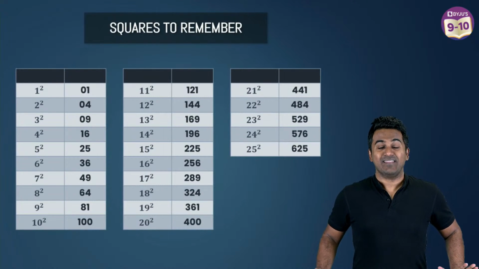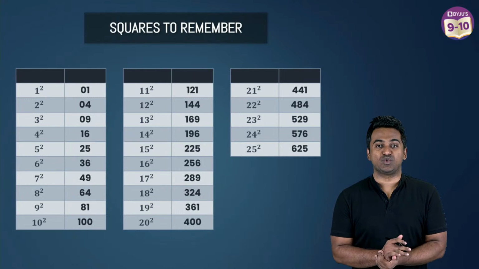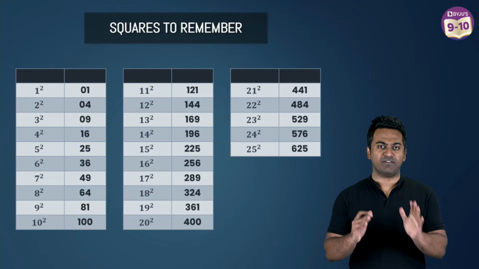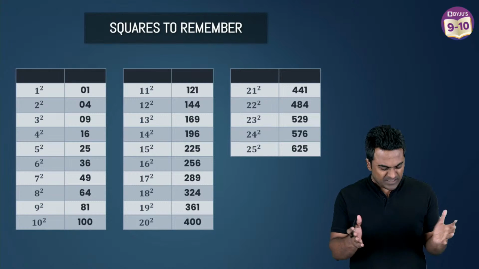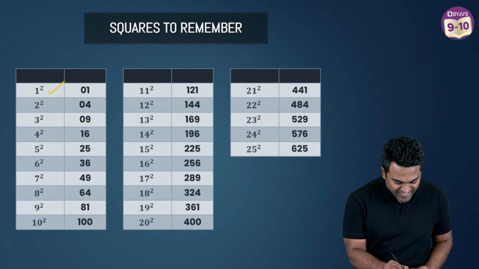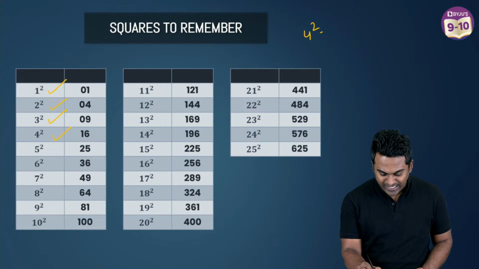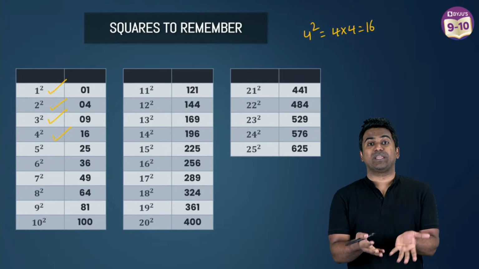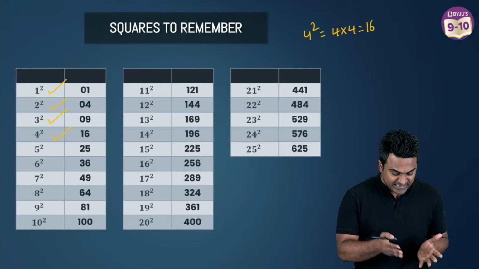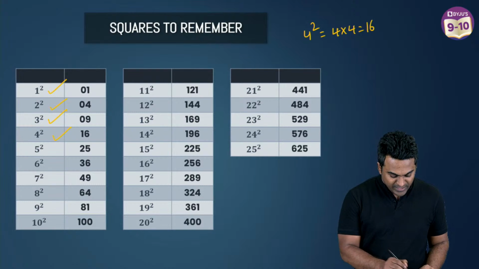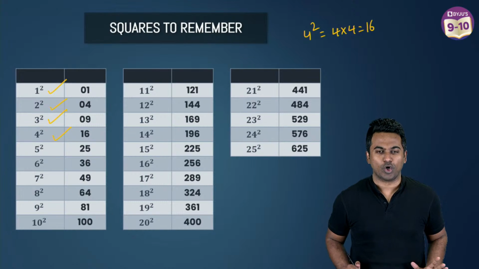First thing that I would like you to do is to memorize all of these squares from 1 to 25. Now, I'm sure you guys are already familiar with some of the squares, like who doesn't know 1 square is equal to 1, 2 square is 4, 3 square is 9, 4 square is going to be what? 4 square, as we all know, is 4 multiplied with 4. This is 16. 5 square is going to be 25, 6 square 36, 7 square 49, 8 square 64, 9 square 81, 10 square 100, and then we've got this list.